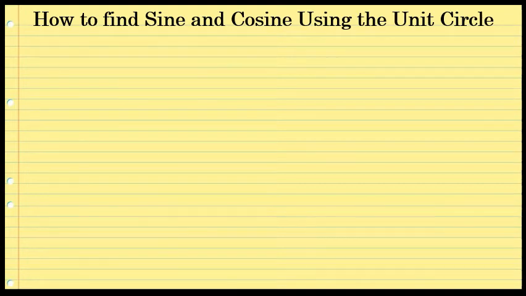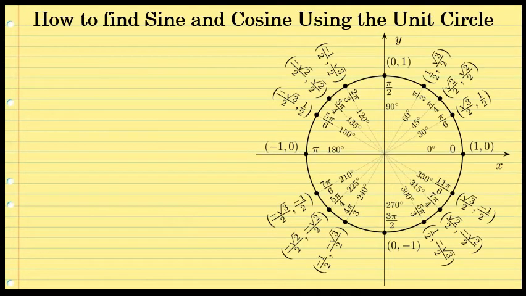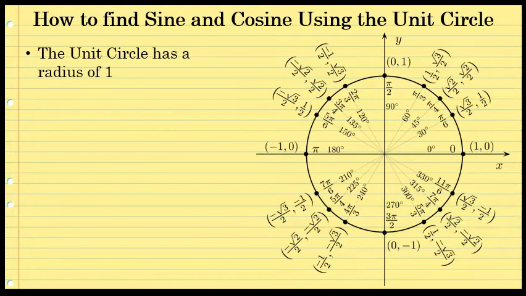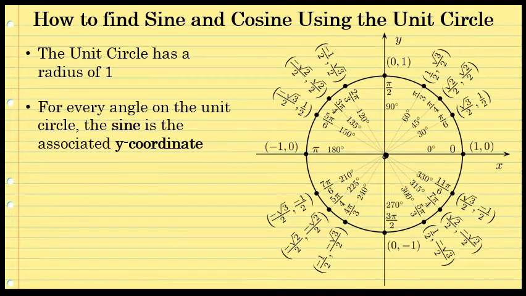Let's talk about finding the sine and cosine of angles using the unit circle. The unit circle, pictured here, is a circle that has a radius of 1. The distance from the origin to any point on the circle is 1 unit. And this makes it easy to find the sine and cosine for angles on the unit circle.